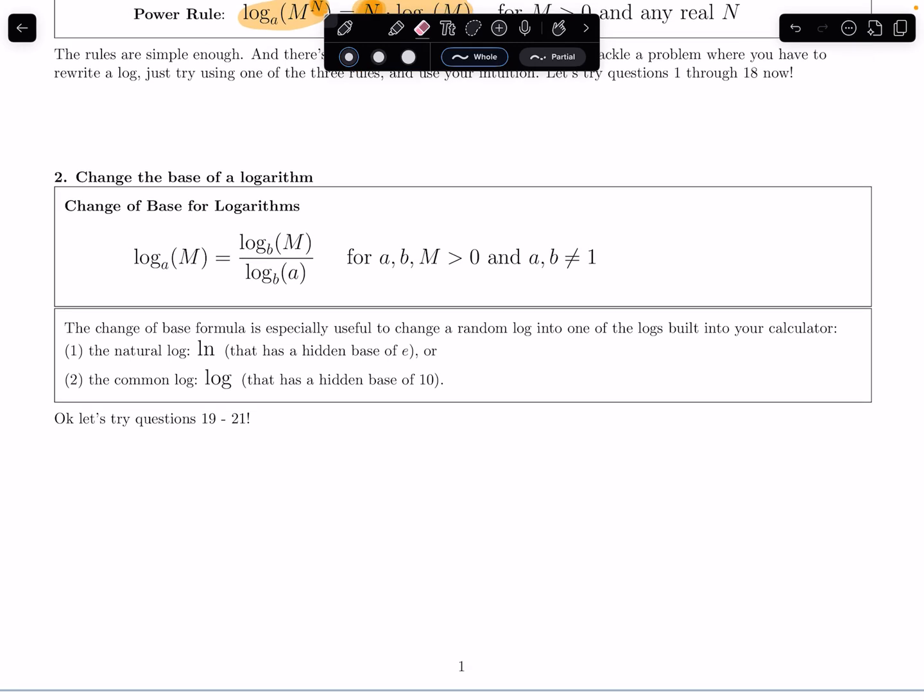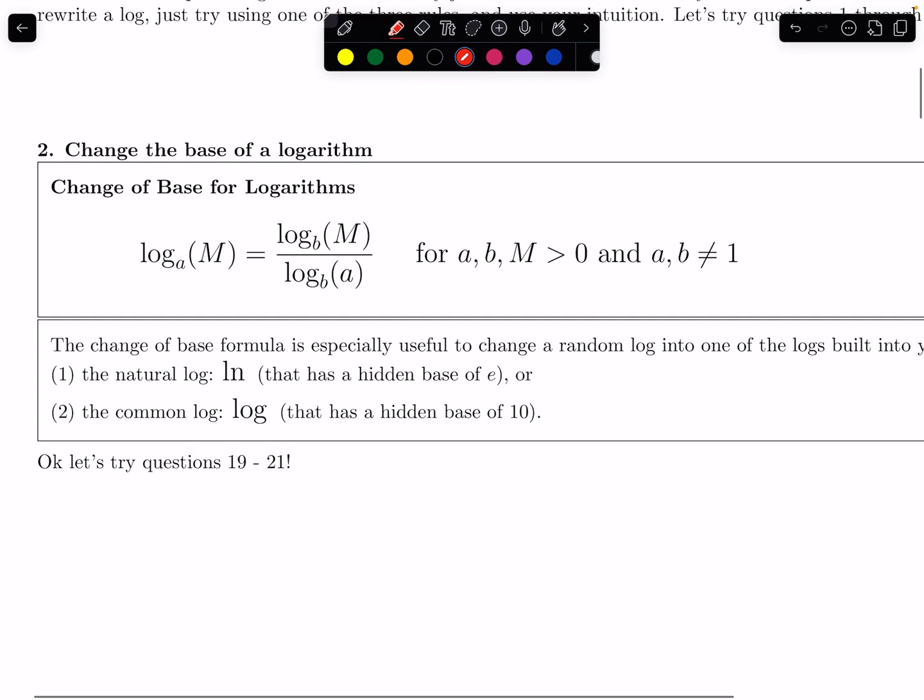Okay, in this video, we are using the change of base formula, learning it and applying it. So what is the change of base formula? It says, if I have some log and I have a base of something, a, and here's the inside of the log. I'm taking the log base a of whatever it is.